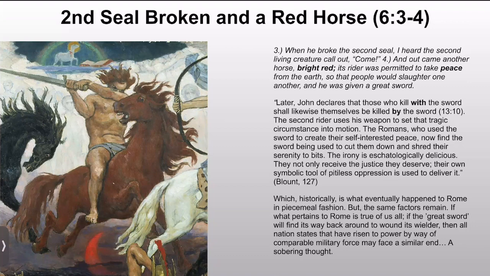And it's delicious in that way because they not only receive the justice they deserve, their own symbolic tool of pitiless oppression is used to deliver it. Or, as Jesus said, those who live by the sword die by the sword. And this horse and its rider are meant to represent the violence that comes back around to pull apart the alleged, quote unquote, peace of Rome that was built on violence, which historically is what eventually happened to Rome, as I said, in piecemeal fashion.